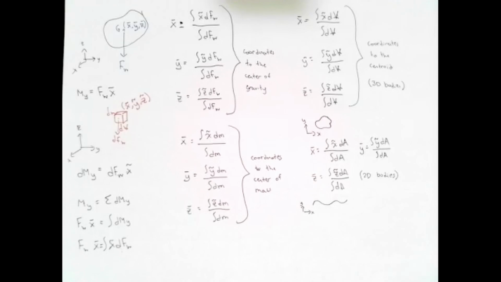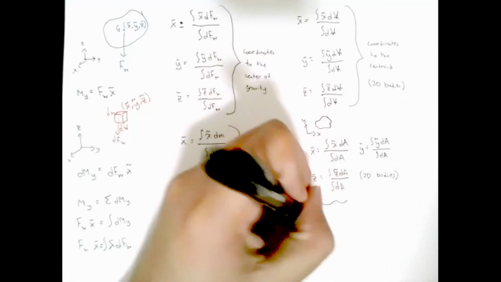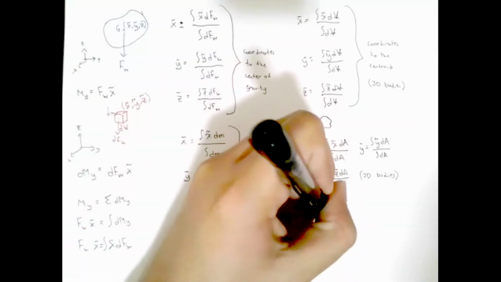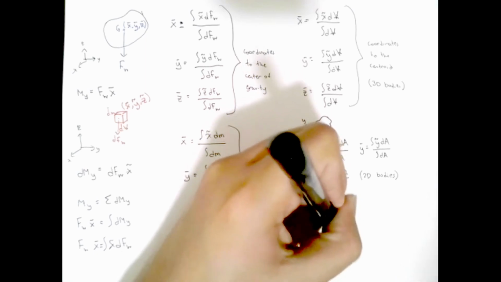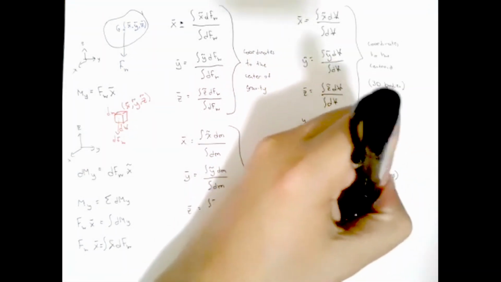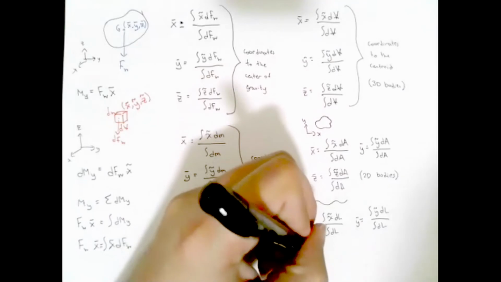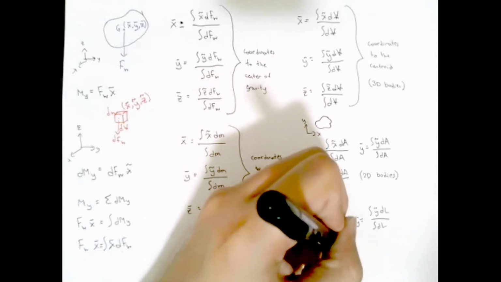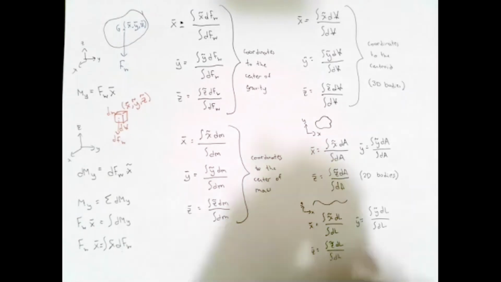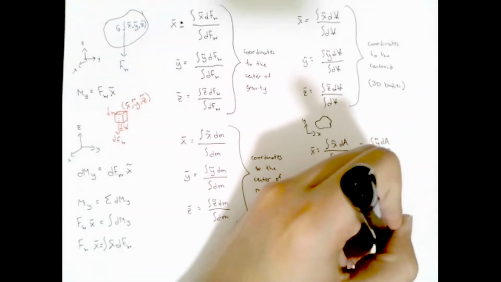So what do you think we need to integrate over if we cannot use an area? Is it distance? Yeah, a length, right? A distance or a length. That's correct. So we get that the x-coordinate of the centroid will simply be the same equation, but evaluated over a length instead of over an area. The same applies to the y-coordinate. The same applies to the z-coordinate. Those are for one-dimensional bodies.